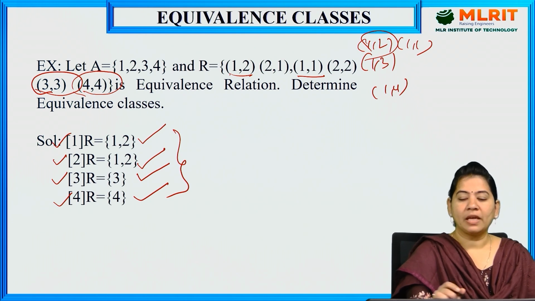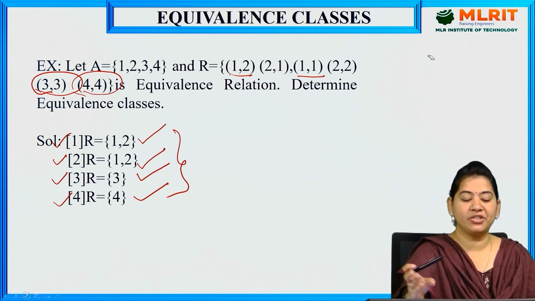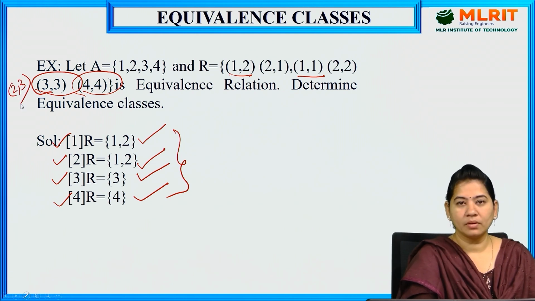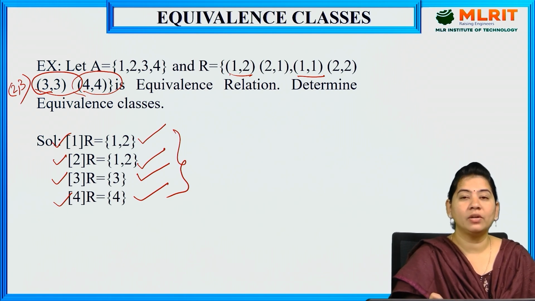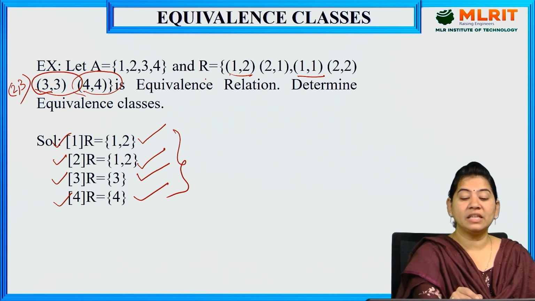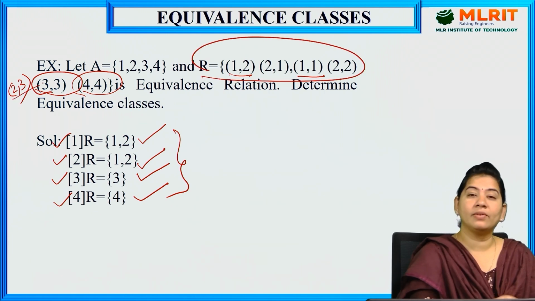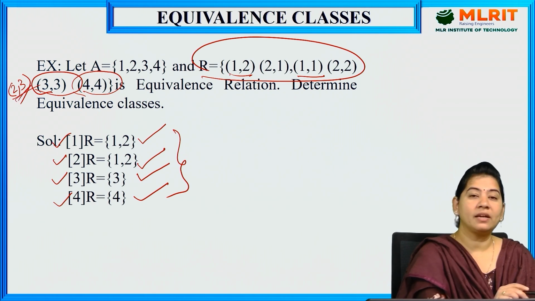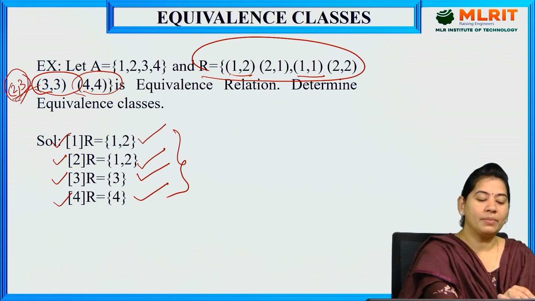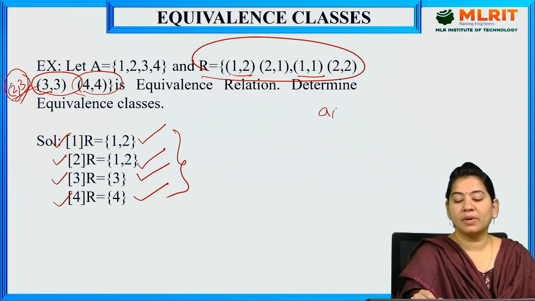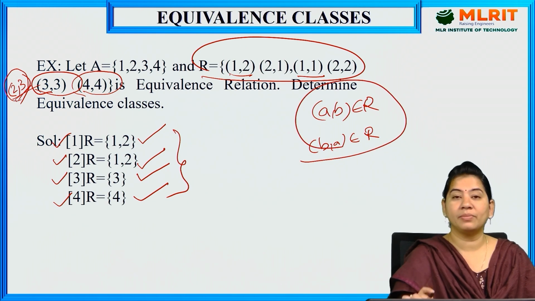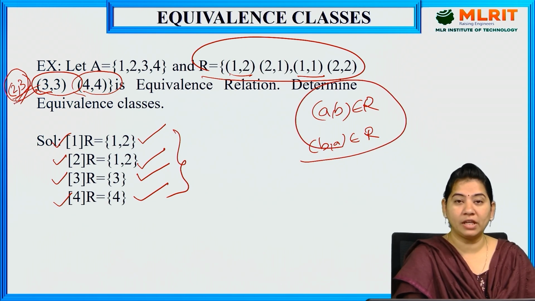For example, along with these ordered pairs, along with this relation, if I write (2, 3), can I find out the equivalence class? Here I cannot find out the equivalence class. Why? Because to find the equivalence classes, first it must be an equivalence relation. But this is not an equivalence relation here. Why? Because even though it satisfies the reflexive property, it does not satisfy the symmetric property. If (a, b) exists in the relation, (b, a) also should exist in the relation, then only we can say that it is the symmetric property. But here we have (2, 3), but we don't have (3, 2). So that's why it is not an equivalence relation and we cannot find the equivalence classes.